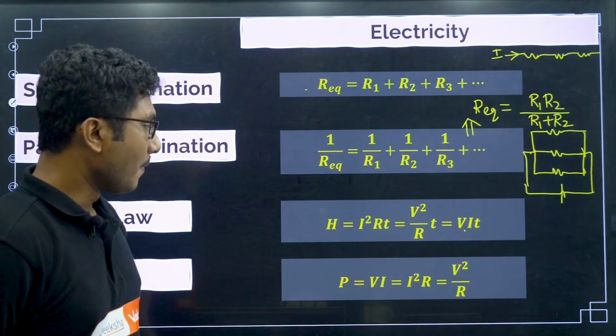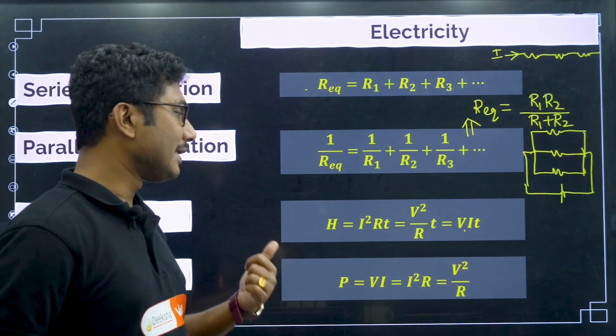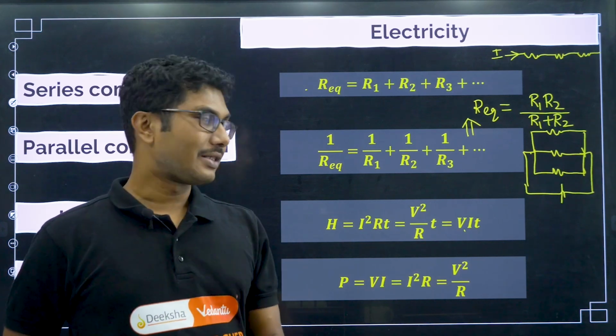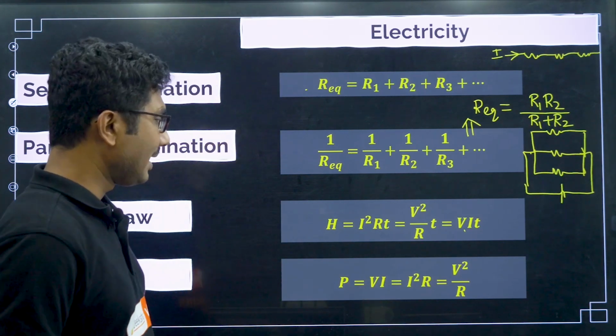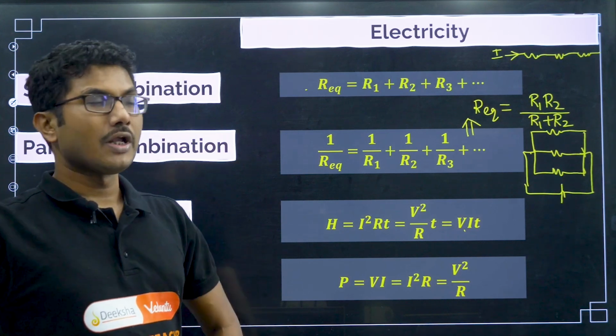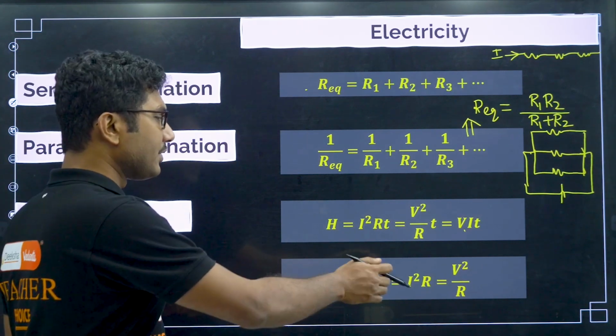Okay. Now another formula that is very important is power. Power is V I, I told you, V I, I square R or V square by R. So these are the three forms for power as well. Based on the variables given, based on the questions that we are solving, we can use different of these forms, right?